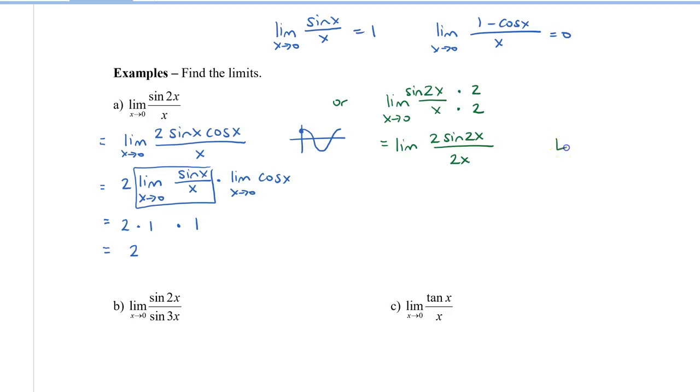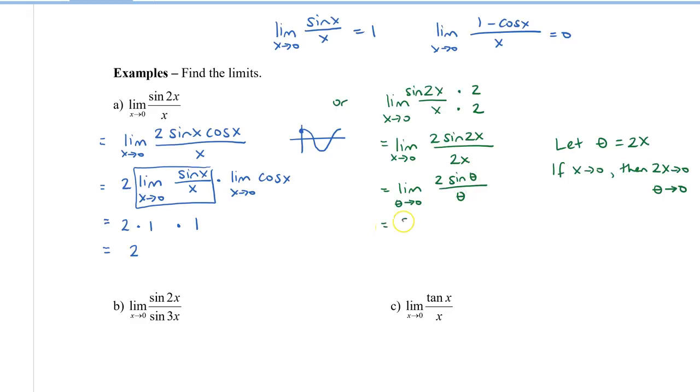And what I'm going to do now is say let theta equal 2x. So if x approaches 0, which is what's happening here, then 2x approaches 0. Now if 2x is approaching 0, then theta also approaches 0. So I'm going to rewrite this now as the limit as theta approaches 0, and this will now be 2 times sine theta all over theta.